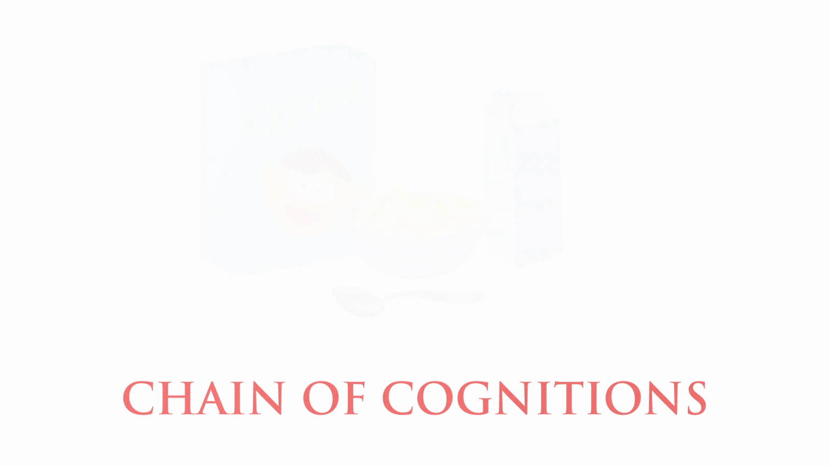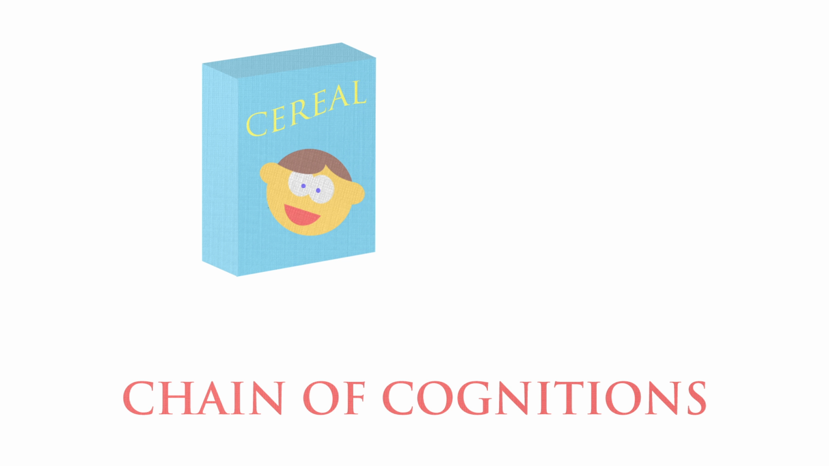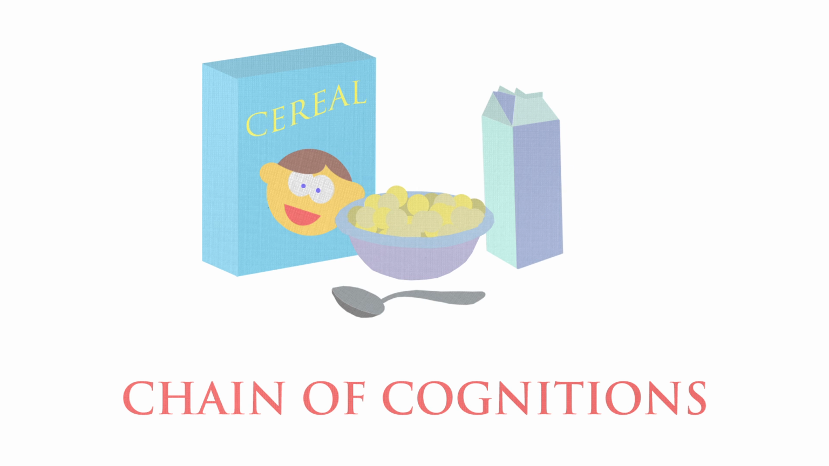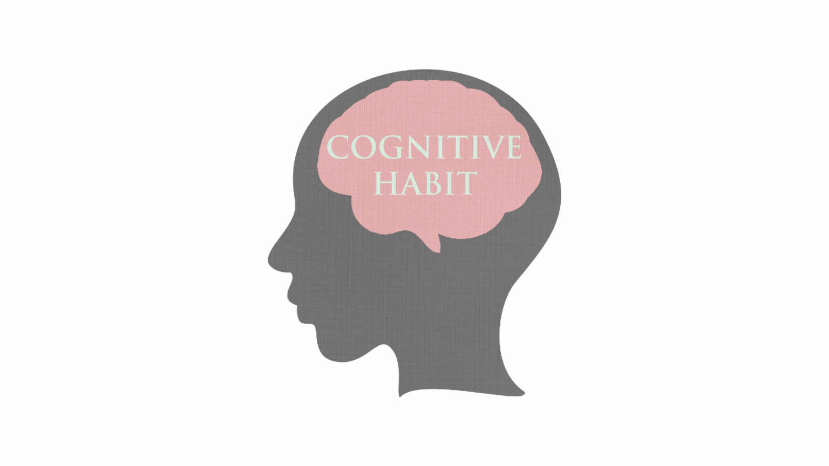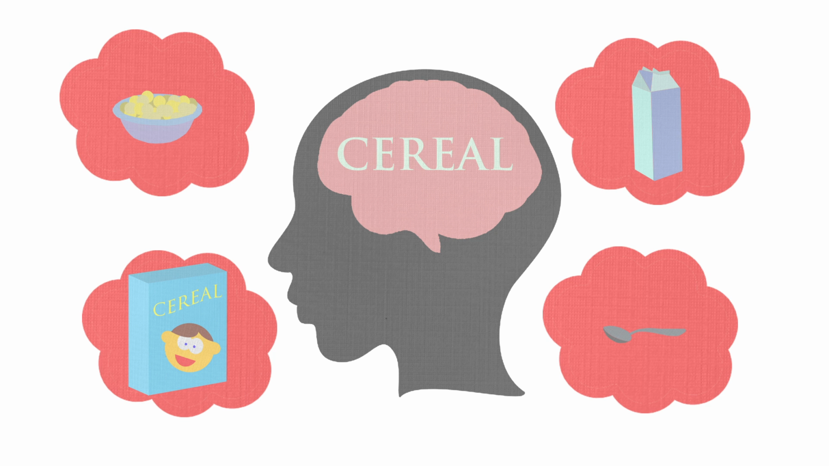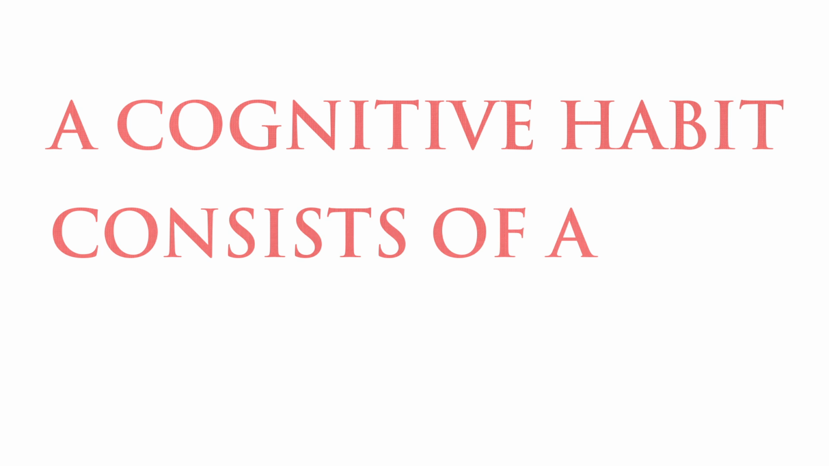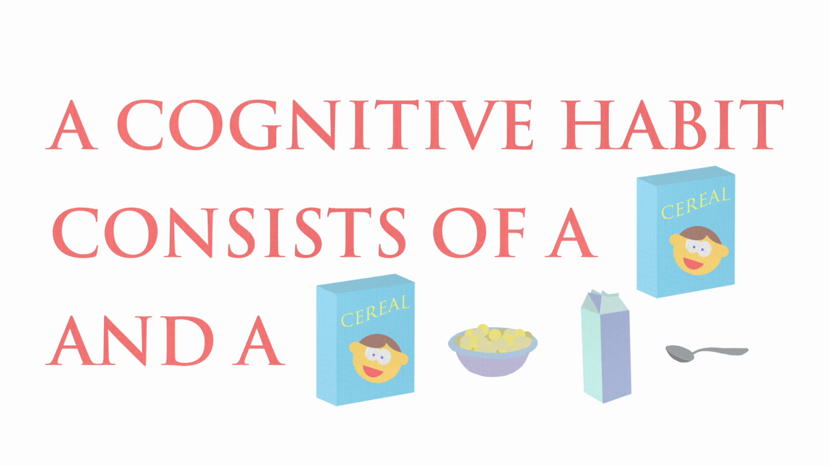But wait, there's more. The whole chain of cognitions is triggered by a single word, cereal. If you say to yourself, I think I'd like some cereal, you've immediately got the whole package in mind. Cereal has become a cognitive habit. Like every cognitive habit, it has a trigger, in this case the word cereal, and a set of separate thoughts or behaviors that have become linked together in a chain.